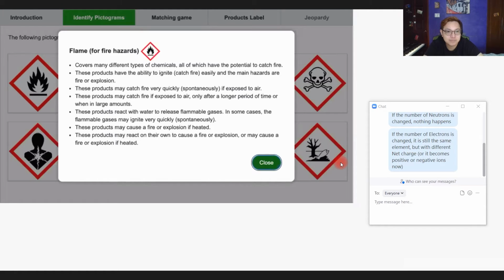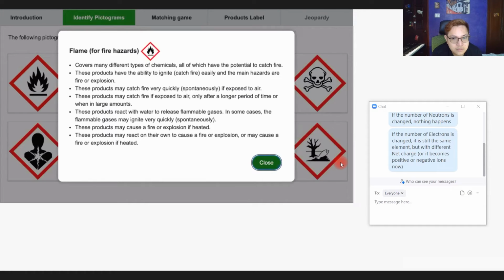There are many different types of chemicals, all of which have the potential to catch fire. These products have the ability to ignite, which is to catch fire easily, and the main hazards are fire or explosion. It can sometimes explode, yeah. It's like when you're in a lab doing an experiment wrong, and the flame goes up. These products may catch fire very quickly, spontaneously, if exposed to air.